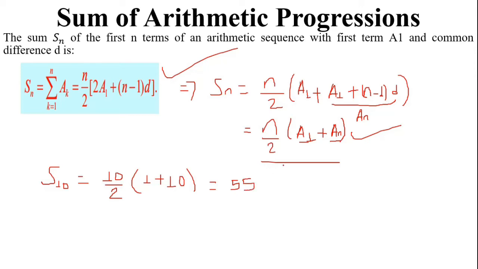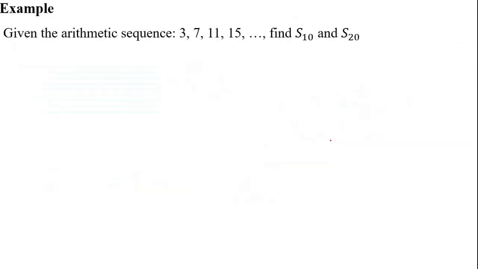So instead of adding 1 plus 2 plus 3 plus 4 and so on, it's better to use this formula. To find the sum of an arithmetic sequence, you can use two basic formulas. Use this formula if you have the first term a1 and the common difference d, or use this formula if you have the first term a1 and the final term an. So let's do an exercise on this type of sequence.